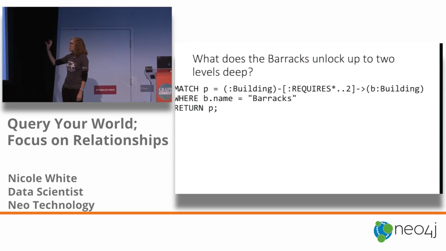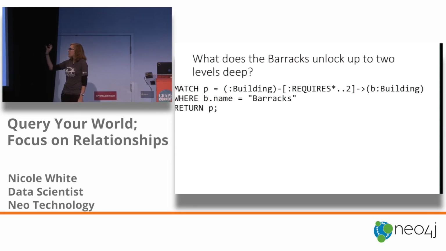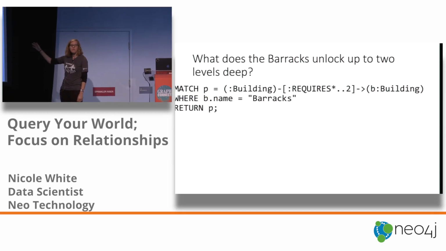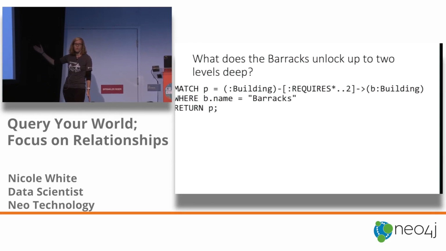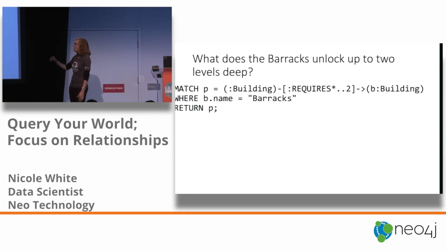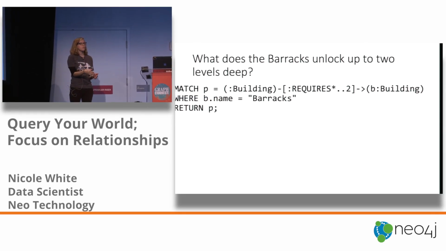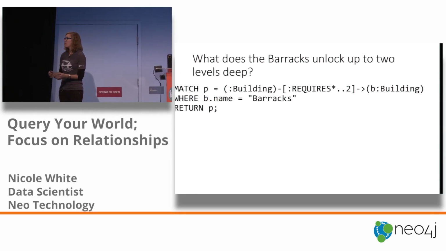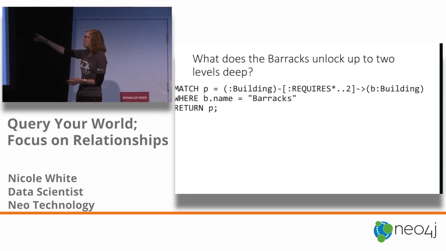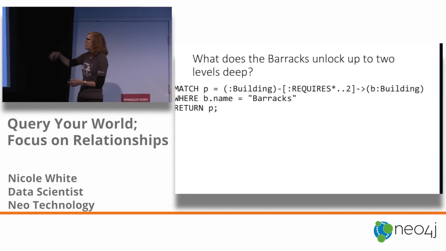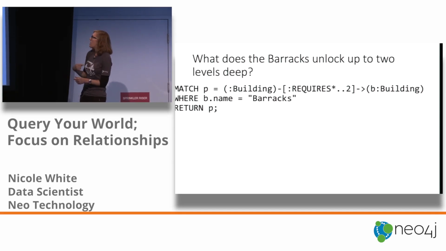So within these square brackets, after the relationship type, you say asterisk, and then the default minimum is 1, so I've omitted it here, but the default is 1. You can specify it if you want, and then .max. So this is saying I'm traversing up to 2 steps out from this node, where the name of the building over here is barracks. So we're getting what the barracks unlocks up to 2 levels deep at this point.